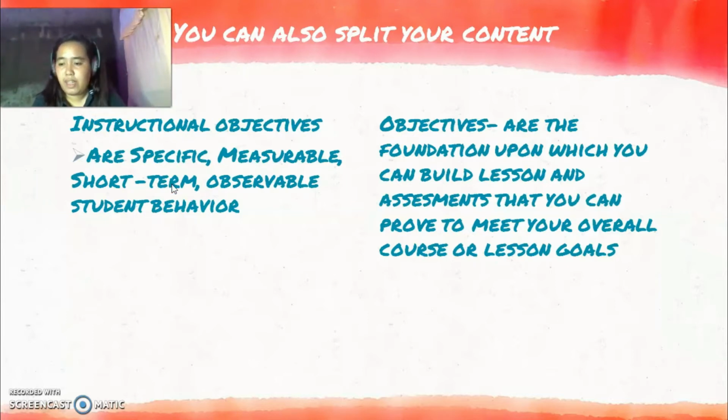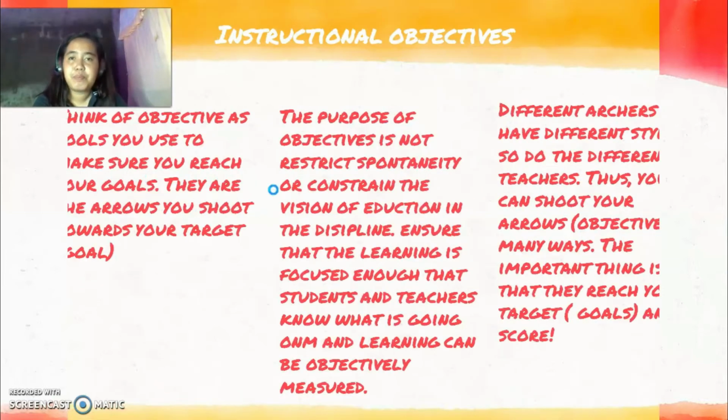When we say specific, it can be achieved by the learners within your time frame in your given environment. Measurable objectives enable you to observe and determine how well the learners have acquired their skills and knowledge. Learner-centered or observable student behavior states what the learners can do at the end of the training, and they always start with an action verb. Objectives are the foundation upon which you can build lessons and assessments that you can prove meet your overall course or lesson.